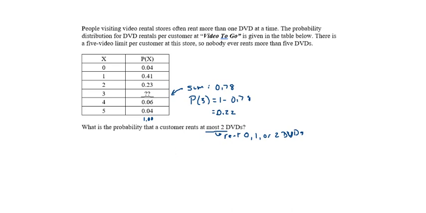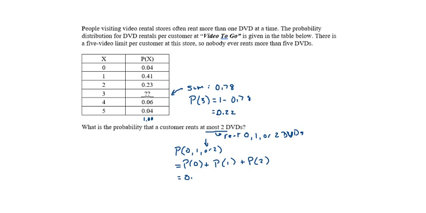Well, we're going to say that the probability that we get 0, 1, or 2 is going to be equal to the probability that somebody rents 0 plus the probability that somebody rents 1 plus the probability that somebody rents 2. Whenever you have mutually exclusive probabilities, as these are, then you can simply add up with the word or, add up all of the probabilities separately.